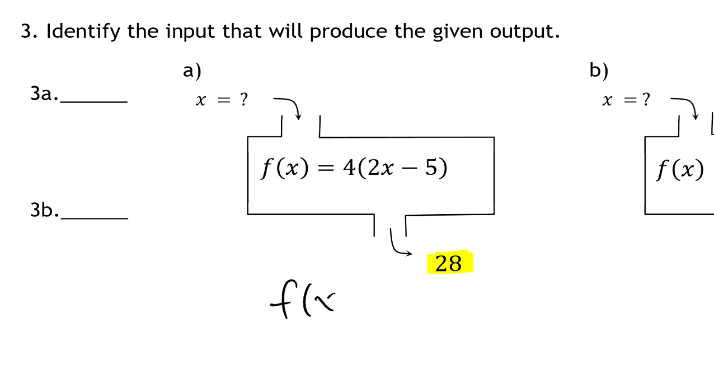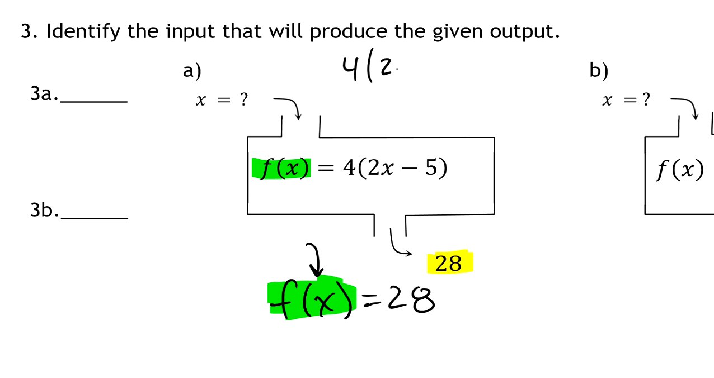I represent the output of this function like this. F of x is 28. So that's how I represent it. The question is what's the x that went into it to produce it. So if you look at it, you can see here f of x is 4 times the quantity of 2x minus 5, but f of x is also an output of 28. So I'm just setting these two equal to each other.